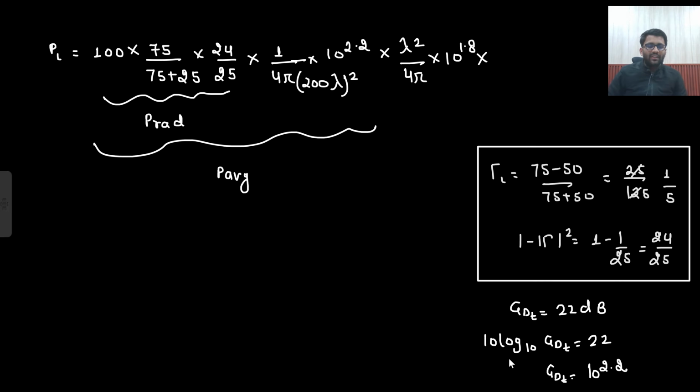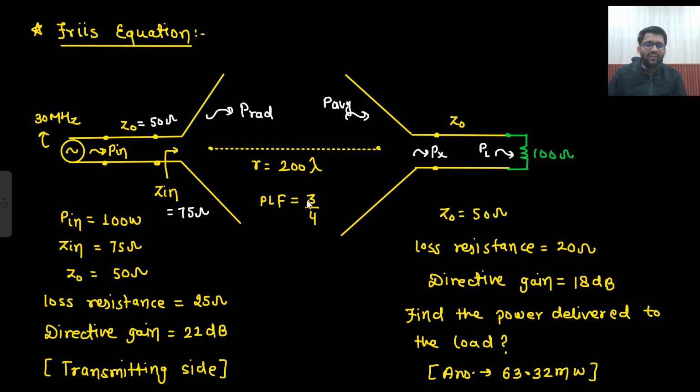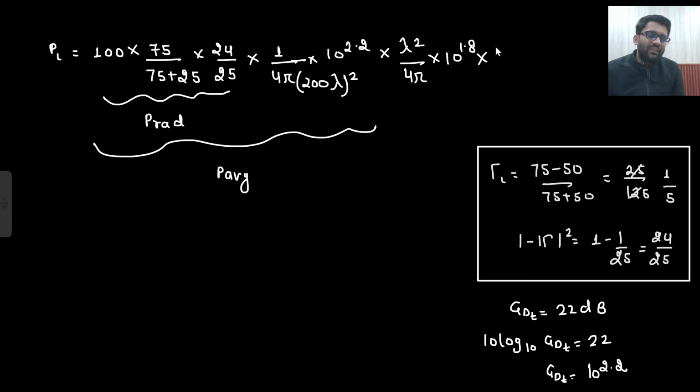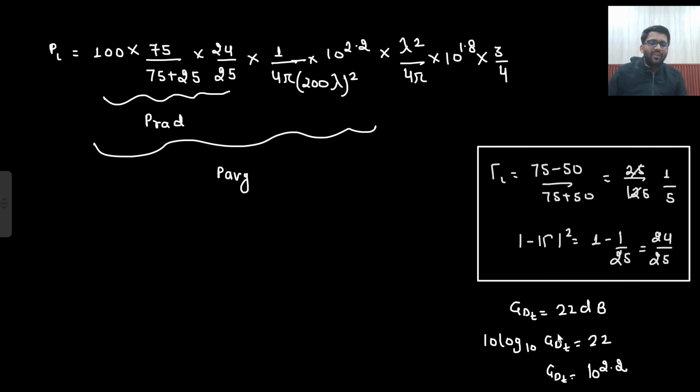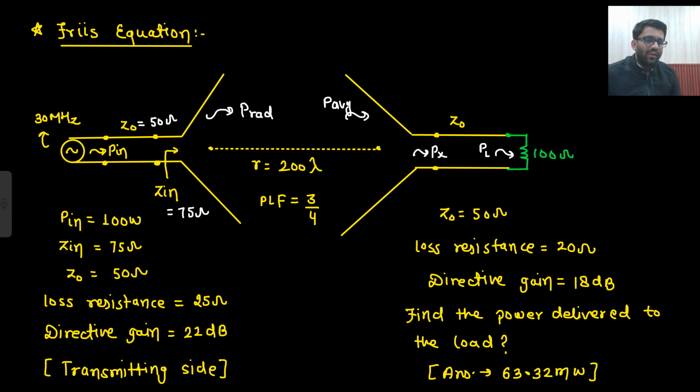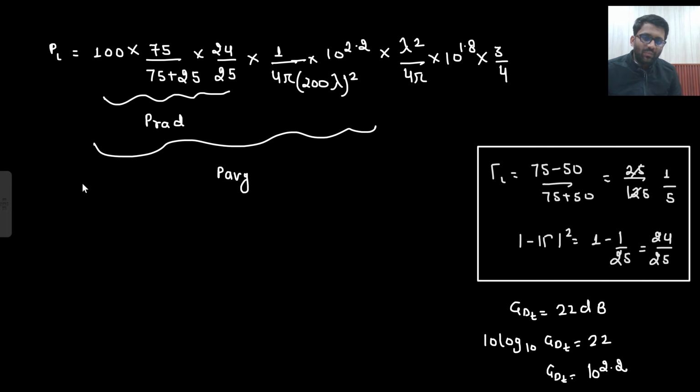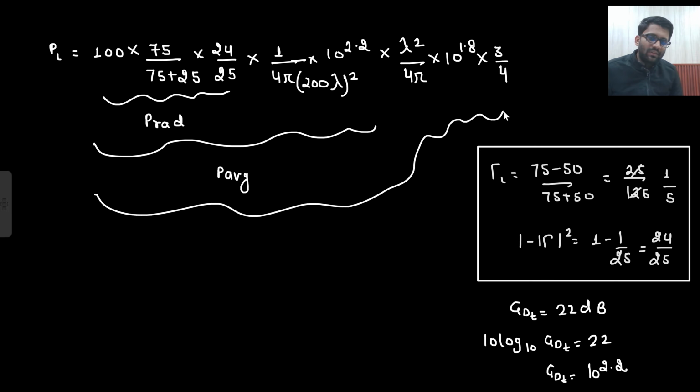Into the polarization loss factor. What is the polarization loss factor? 3 by 4. The polarization loss factor is 3 by 4. It can be mentioned in dB as well, so you can convert as per your convenience. So what have you found out now? You have found out Px. Till this point it is your Px.